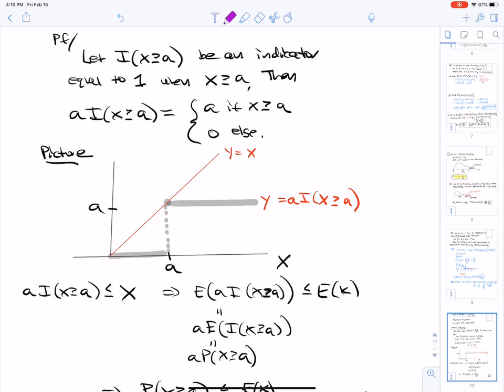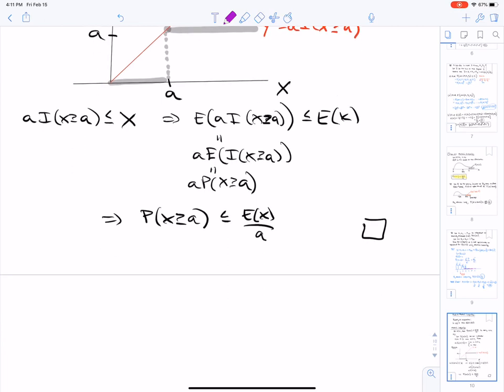So we're going to compare two random variables: a times that indicator that x is greater than or equal to a, which I've drawn for you in gray here, and the diagonal, which is y equals x. So notice that a times the indicator is always less than or equal to the diagonal y equals x, because it's always underneath the diagonal. And so applying expectation to both sides and dividing by a gives you exactly Markov's inequality.